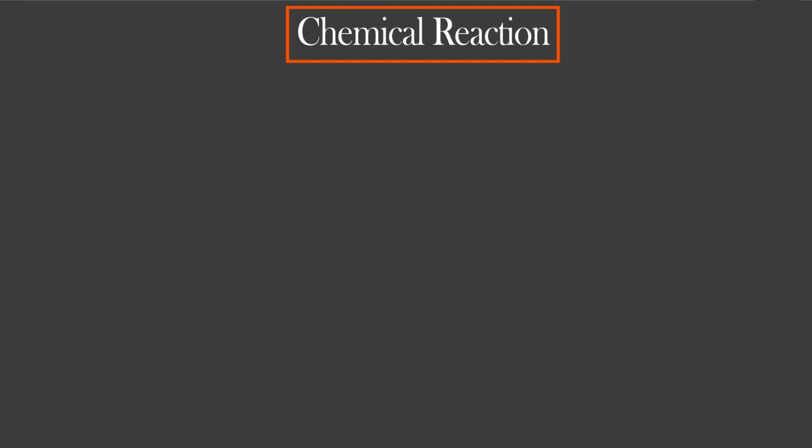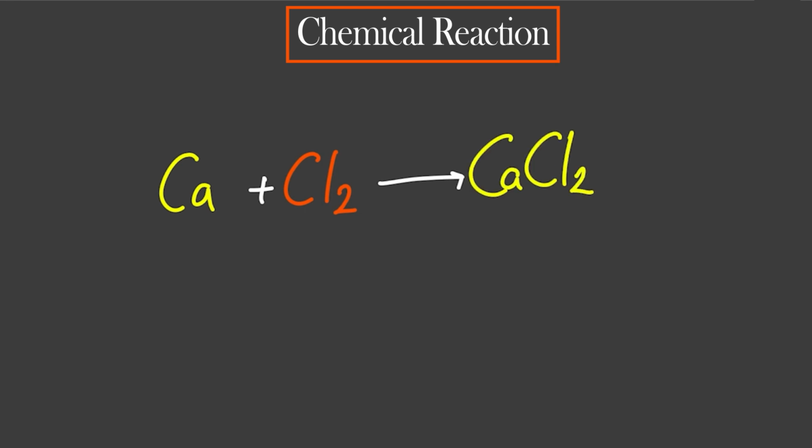Let's say we have two elements. One of them is calcium, which is a metal. The second one, we have chlorine gas. Now, if we combine these two elements, we'll get calcium chloride, which is a salt compound. In this reaction, the calcium and the chlorine in the beginning are called the reactants. They were once acting as single elements. Now they're a compound, and they have a totally different chemical property.